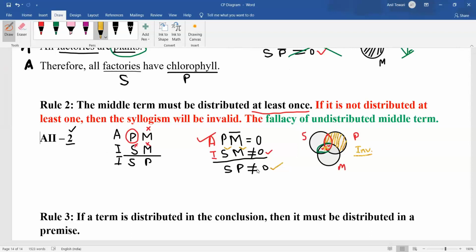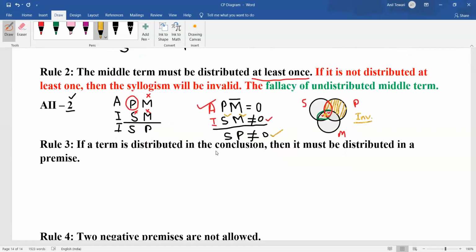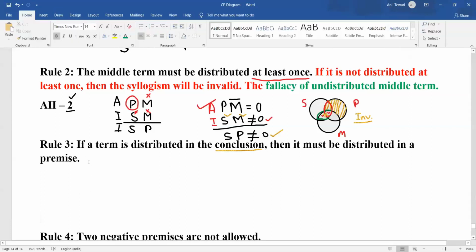This is second rule. Now let us see the third rule. It says that if a term is distributed in the conclusion, then this is a conditional statement. If a term is distributed in the conclusion, then it must be distributed in a premise. And if it is not, then there is a fallacy.